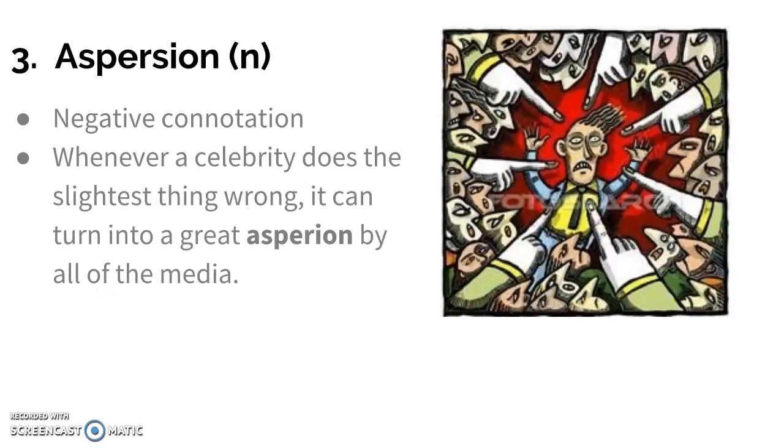Number 3 is aspersion, which is a noun. The definition for aspersion is damaging or derogatory remarks or criticism. So this has a negative connotation. A good example sentence is whenever a celebrity does the slightest thing wrong, it can turn into a great aspersion by all of the media.